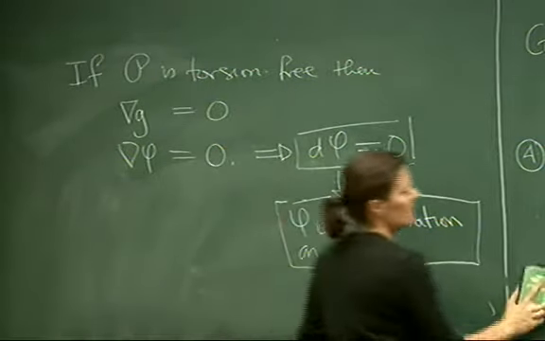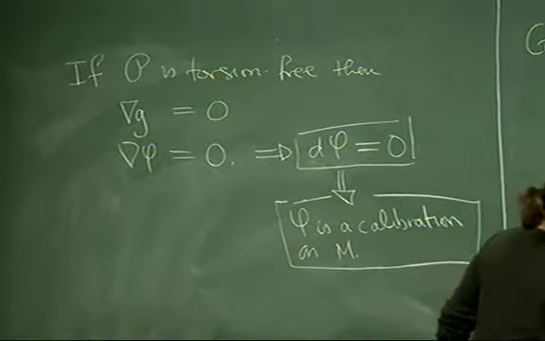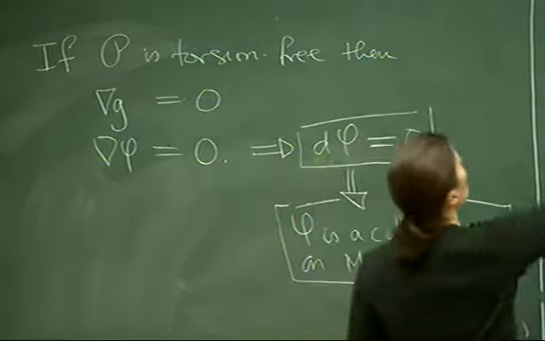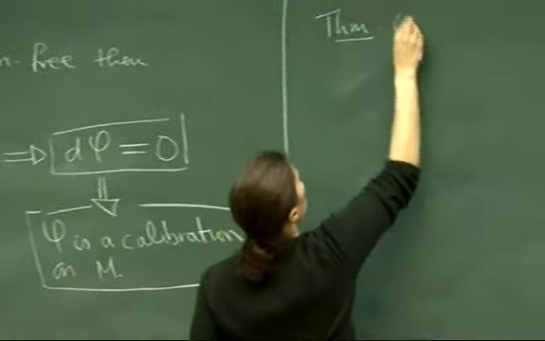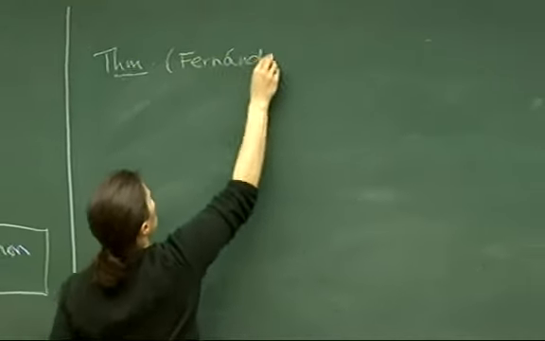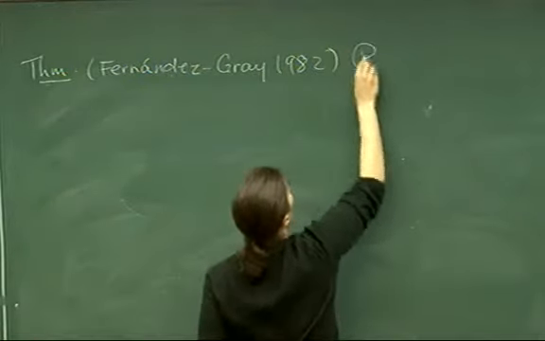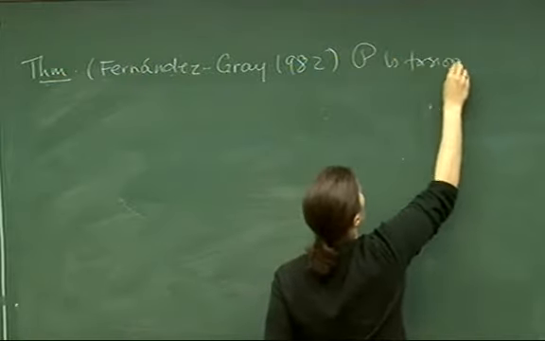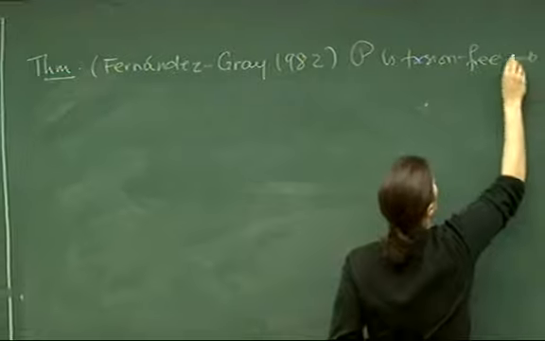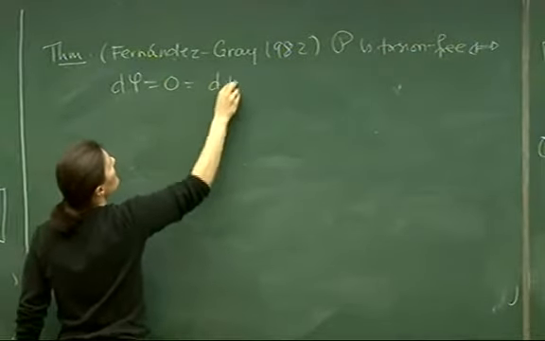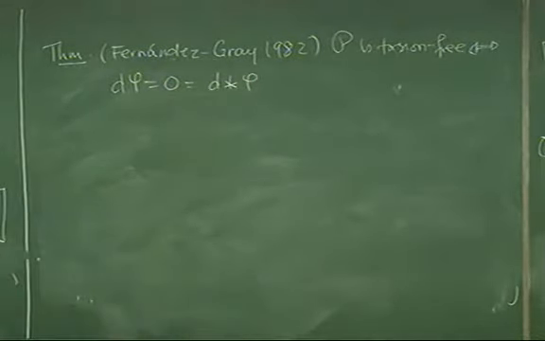Now, we will use, in a moment, the following result of Fernandez and Gray, 1982: P is torsion-free if and only if phi is both closed and co-closed, or its Hodge dual is closed.